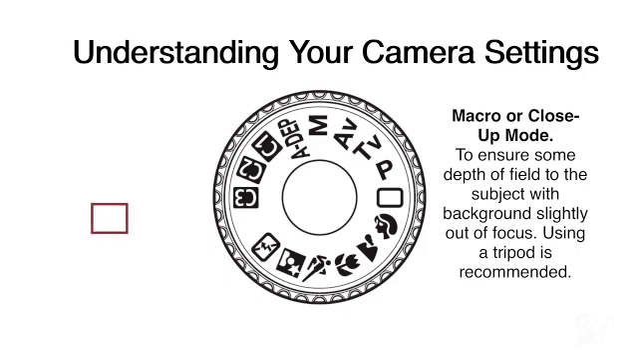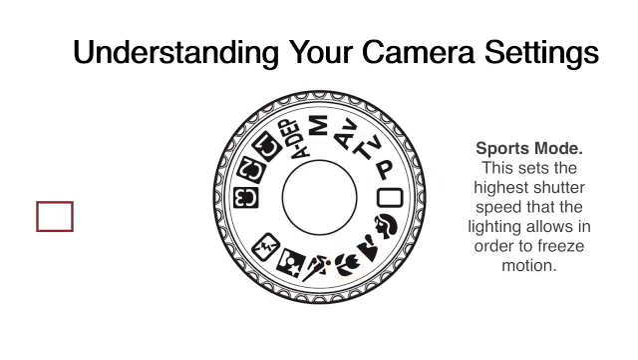Macro or close-up mode, to ensure some depth of field to the subject with the background slightly out of focus, using a tripod is recommended. Sports mode, this sets the highest shutter speed that the lighting allows in order to freeze motion.